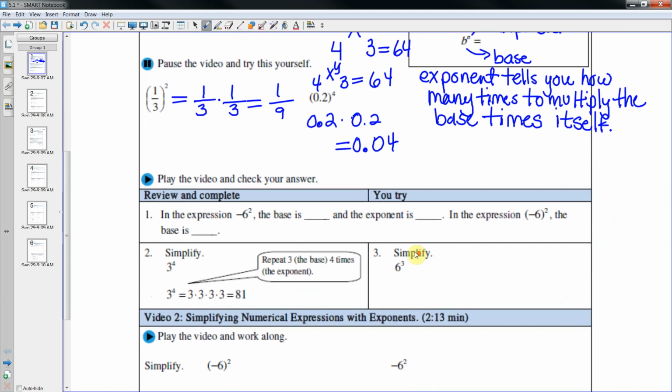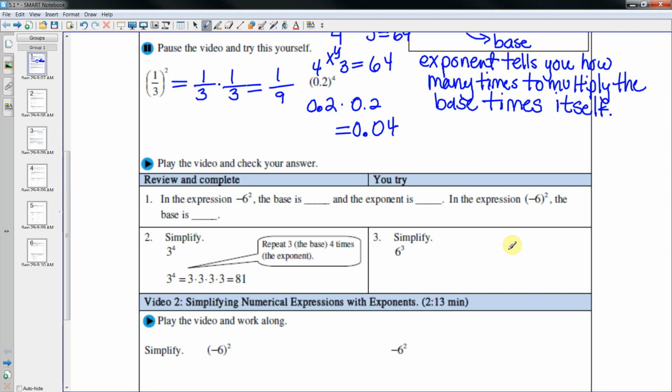Alright, so you've got to be able to tell the difference in what happens with parentheses and without parentheses in a problem with an exponent. For example, if you've got -6 squared, the base is just the 6. The exponent is a 2. Now if you have parentheses around that -6, then its base becomes -6. So it's easier if we work some examples.